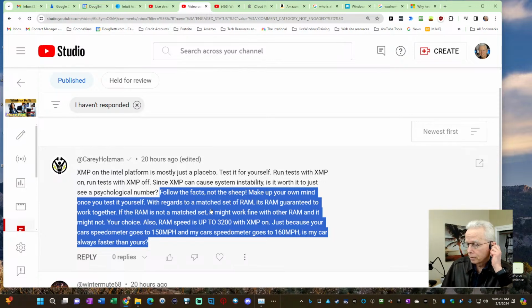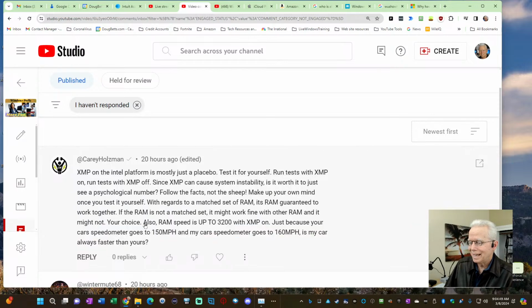I have. With regards to a matched set of RAM, it's RAM guaranteed to work together. I understood that. If the RAM is not a matched set, it might work fine with other RAM and it might not. And I think that's exactly what I said yesterday as being my understanding. So that gives a confirmation to that. Your choice as to whether, I guess, unmatched or matched.